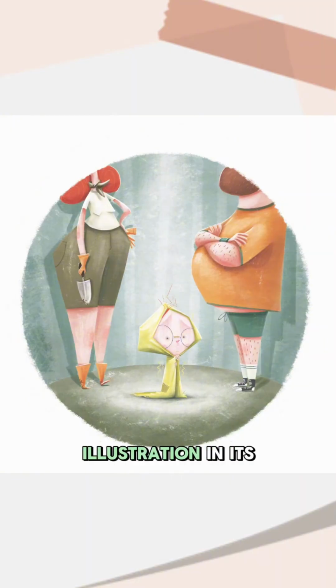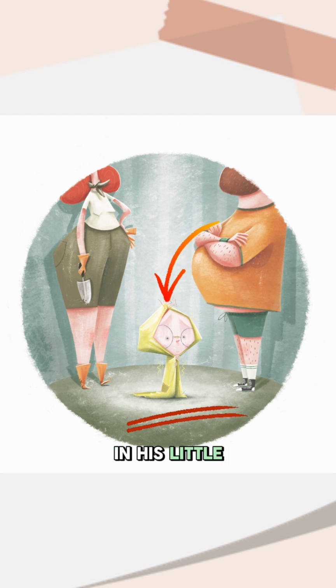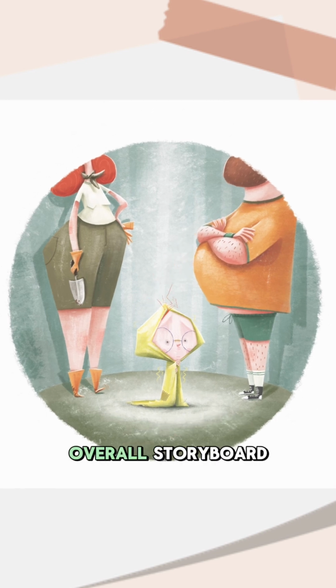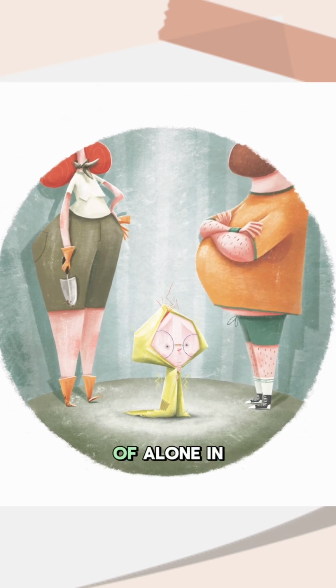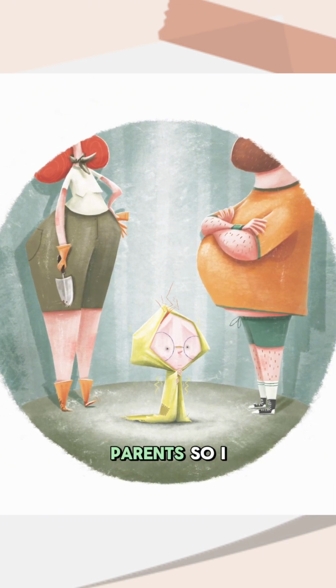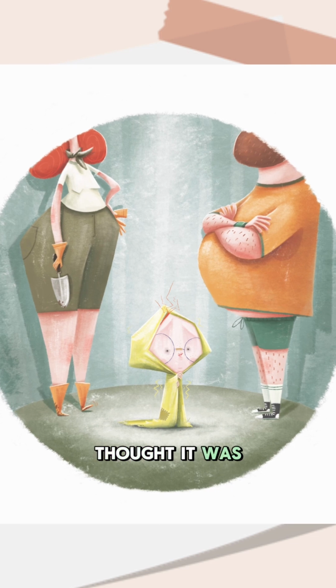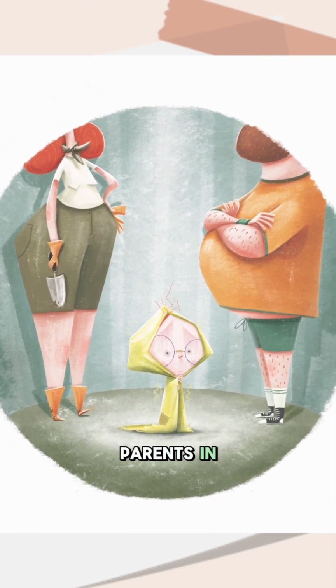So let's get started. So here's the illustration in its final form. But originally when I had sketched out this picture, I had initially just had Pete there. You can see him cowering there in his little blankie. And when I looked at the overall storyboard, I noticed that Pete was kind of alone in his book. There were no parents. So I thought it was important to add parents in.